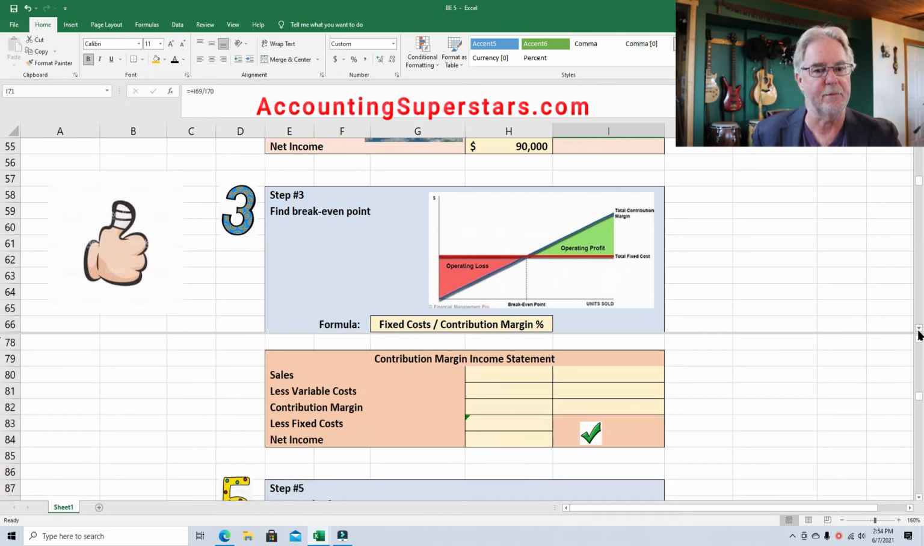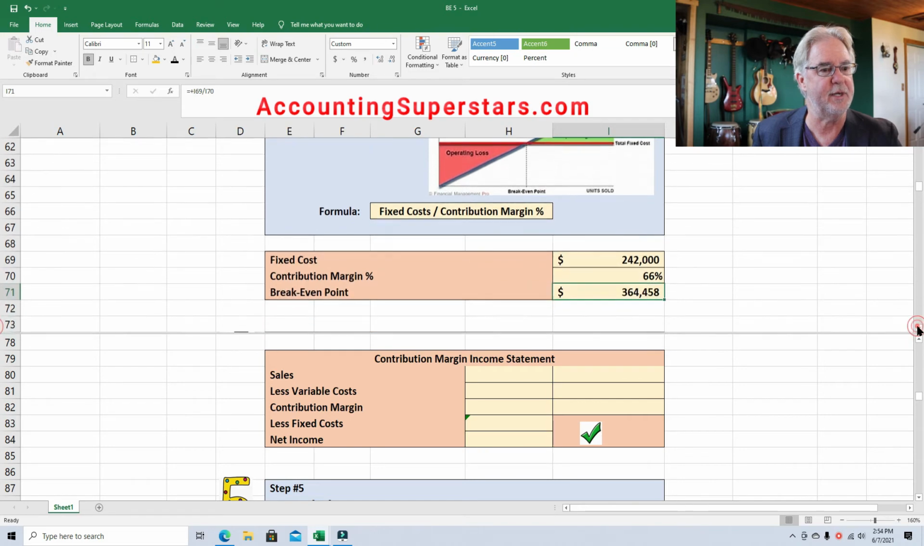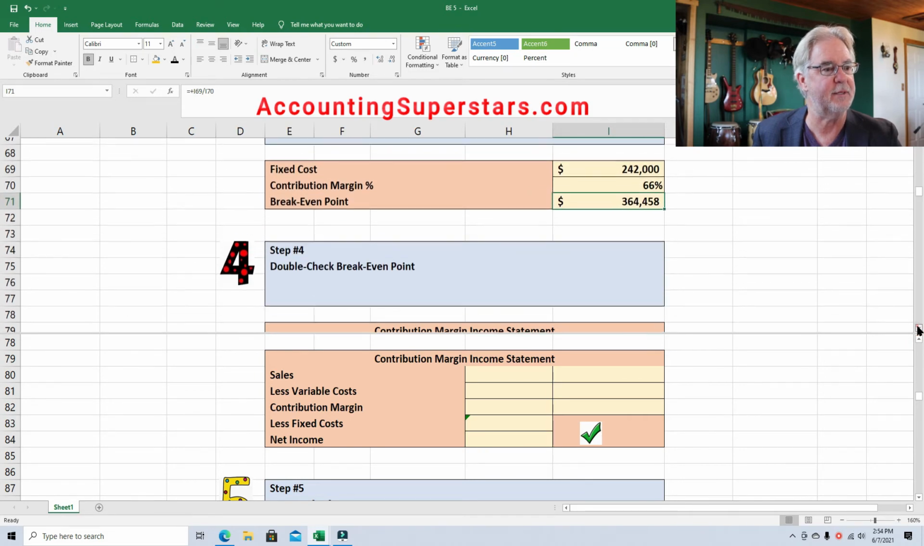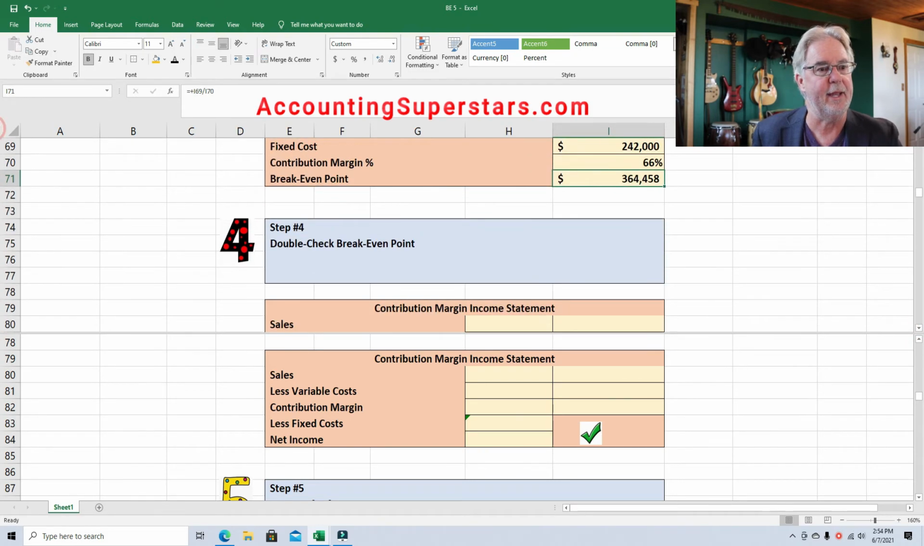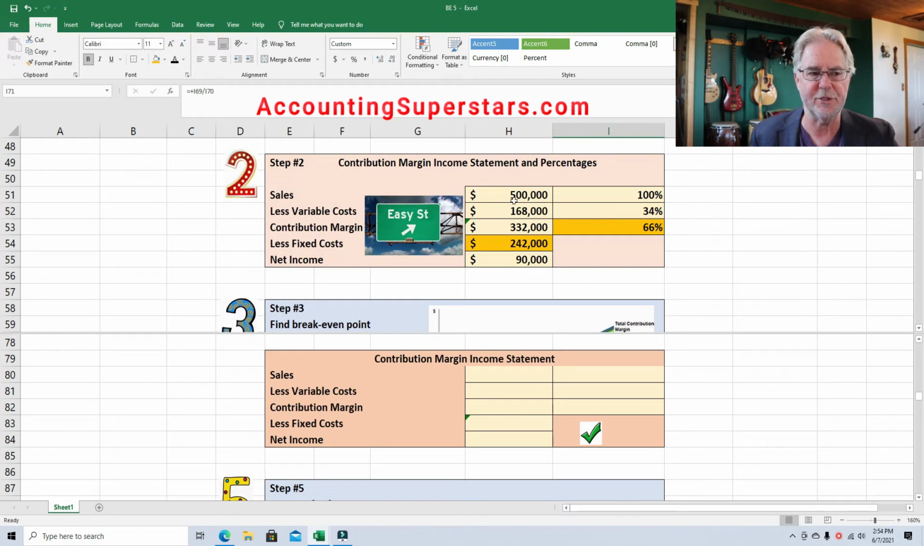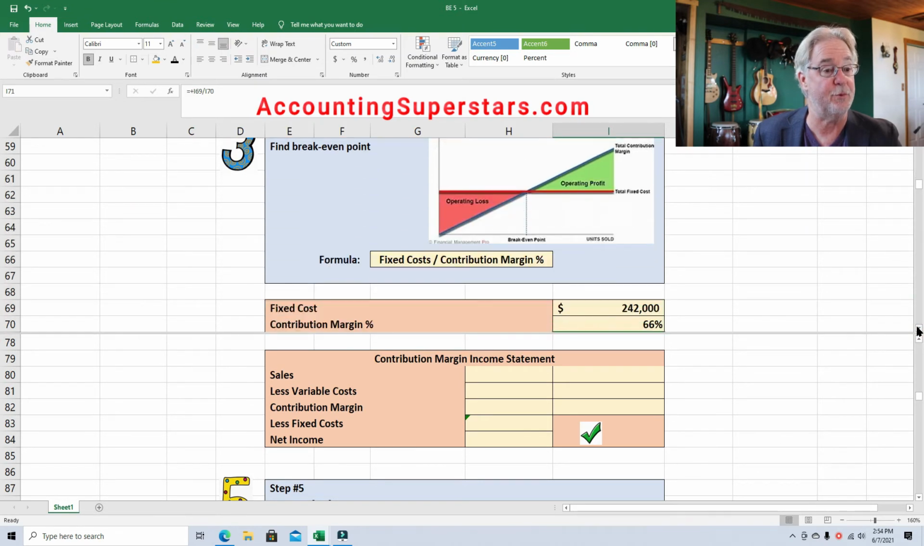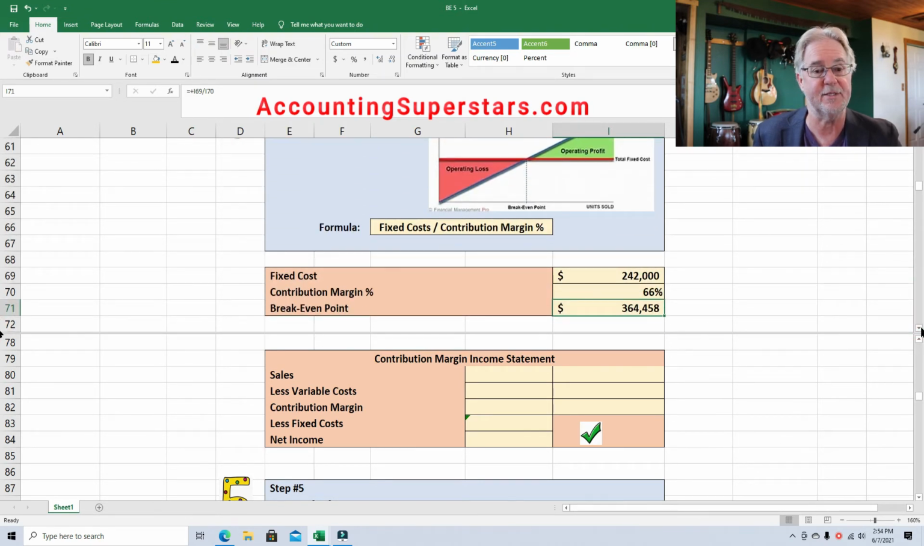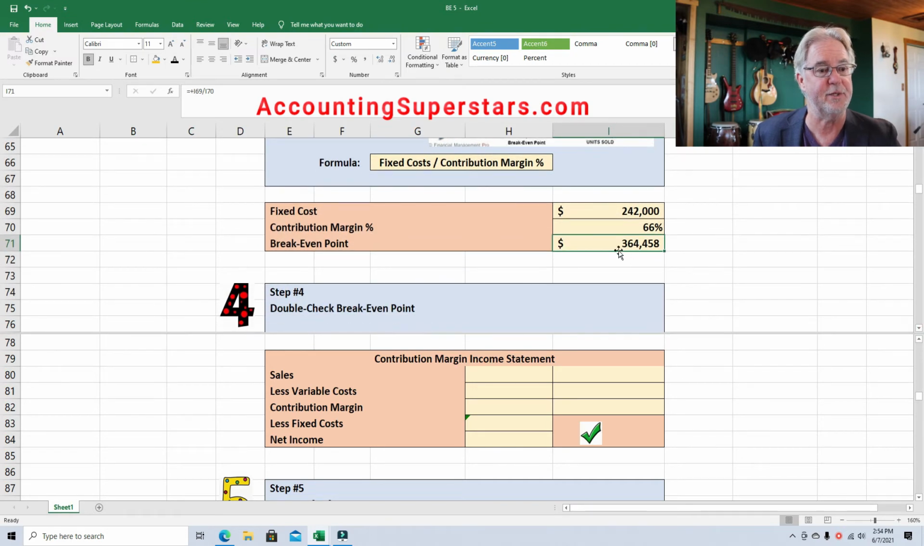So here we are. All we're going to do is do another contribution margin income statement. And what we'll use for sales is we're not going to use the original sales, but what we'll do is let's use the break-even point sales. The break-even point sales is right here, 364,458. That's the point where the company is not making a profit or a loss. They're just breaking even. So there we go, 364,458.